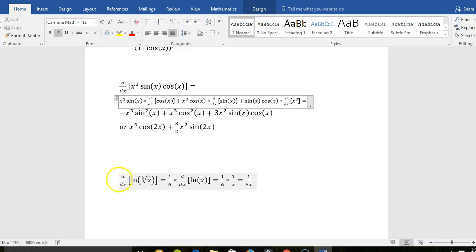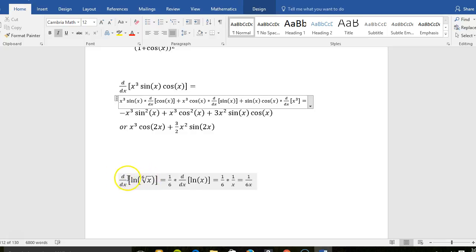Now we'll move on. Now d by dx of the natural log of the 6th root of x. Remember, that's just the natural log of x to the 1/6 power, and by algebra 2, that 1/6 can jump way out here in front of the log. But by calculus, it can jump way out here in front of the derivative. That 1/6 jumps all the way.